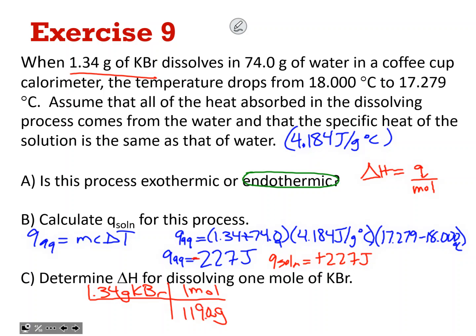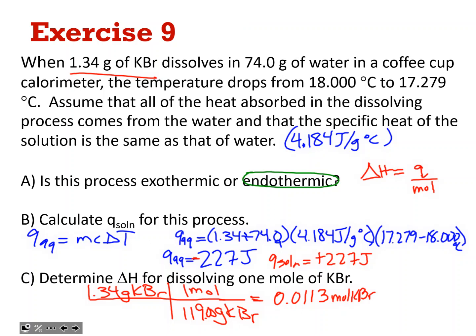Pretty sure it's 119 from last class, but somebody can check that. Yes, 0.0113 moles KBr. All right, then all we have to do is do Q divided by moles here.